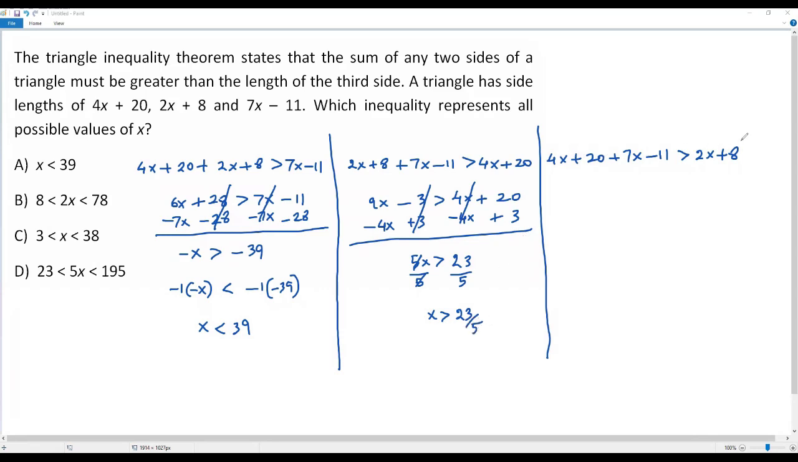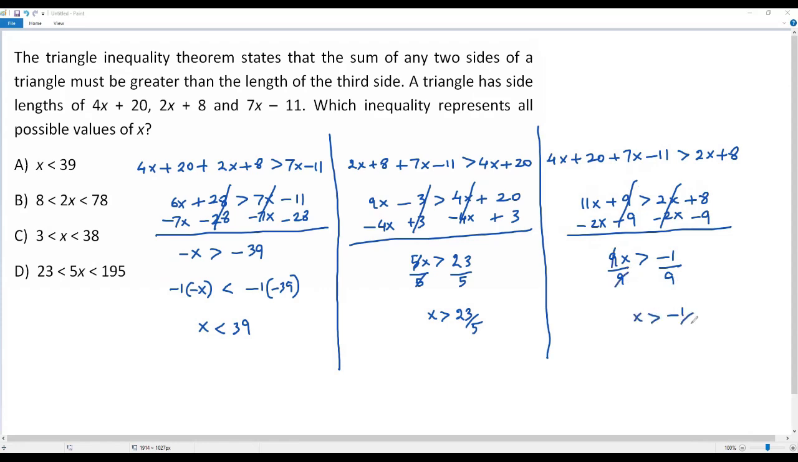Now let me do some simplification in the third inequality. Let's combine the like terms, 4x and 7x, and I'm getting 11x. When I combine positive 20 and negative 11, I'm getting positive 9 greater than 2x + 8. Now let me subtract 9 from both sides of this inequality and also 2x. Then 2x and -2x cancel, and 9 and -9 cancel out. When I combine 11x and -2x, I'm getting 9x greater than, when I combine 8 and -9, I'm getting -1. Let me divide both sides of this inequality by 9. Then the 9 will cancel out. I'm getting x greater than -1 over 9.